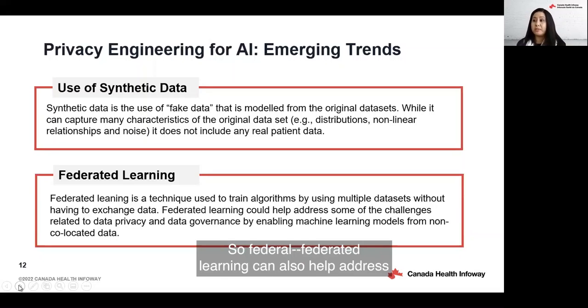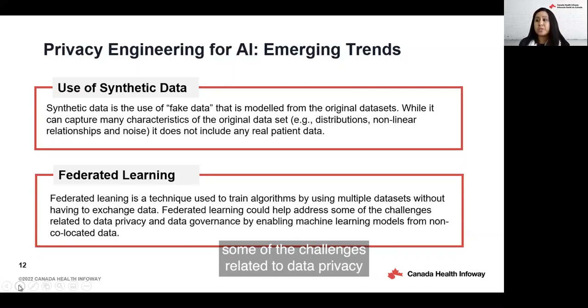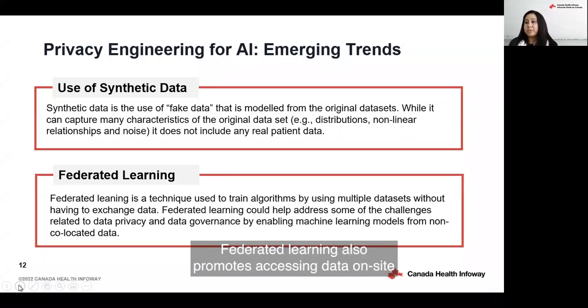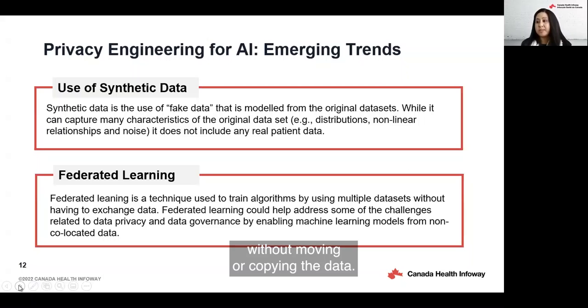So federated learning can also help address some of the challenges related to data privacy and data governance by enabling machine learning models from non-co-located data to apply. Federated learning also promotes accessing data on site without moving or copying the data.